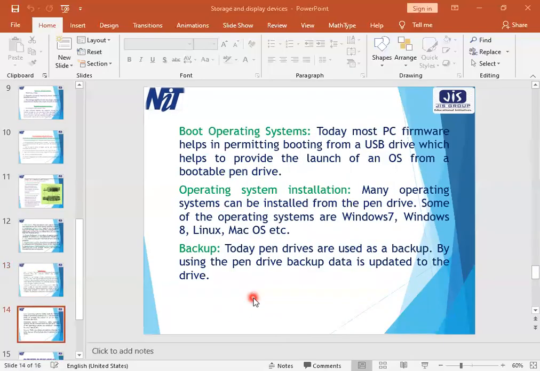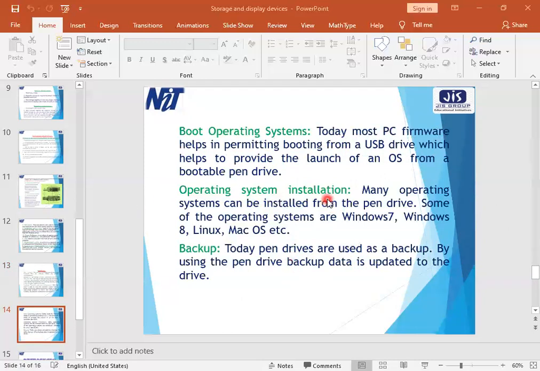Now for booting an operating system, probably all of you know that the pen drive is used. You are taking different programs for booting the operating systems. If you want to boot your Windows 10 or Windows 7, you will have to use the data which is stored in the pen drive. Today most PC firmware permits booting from a USB device.